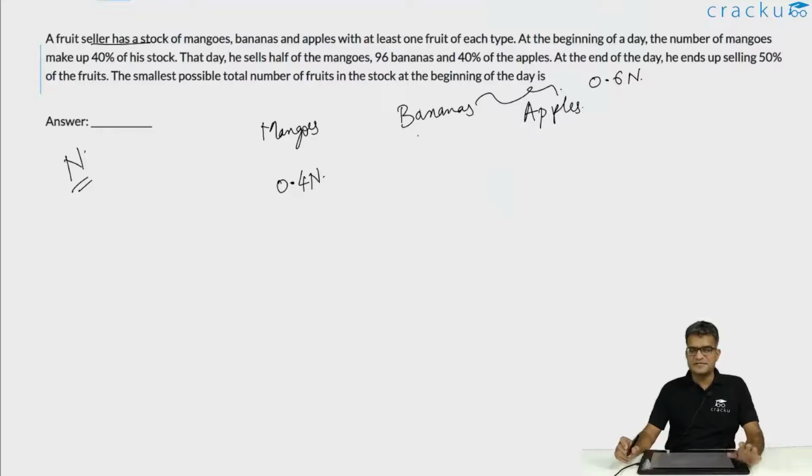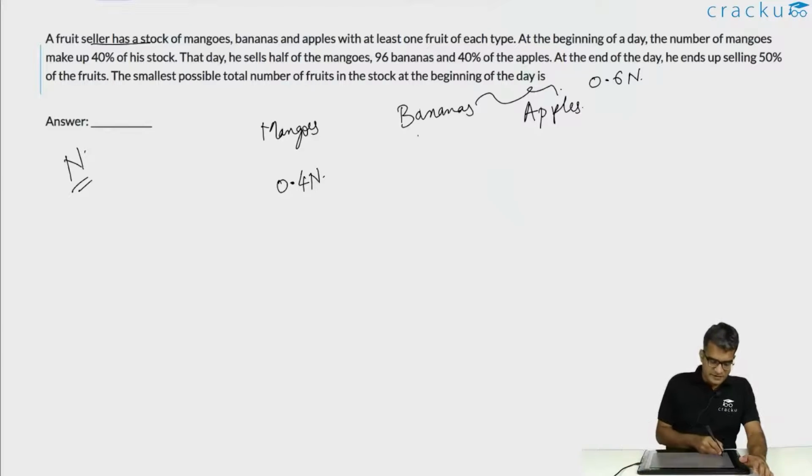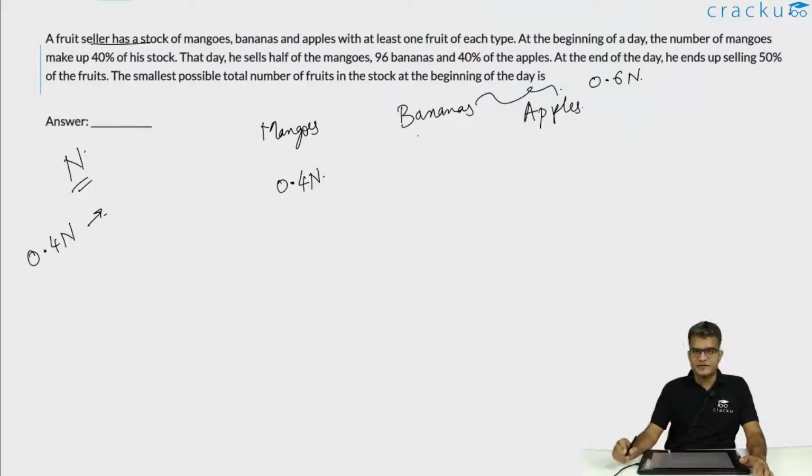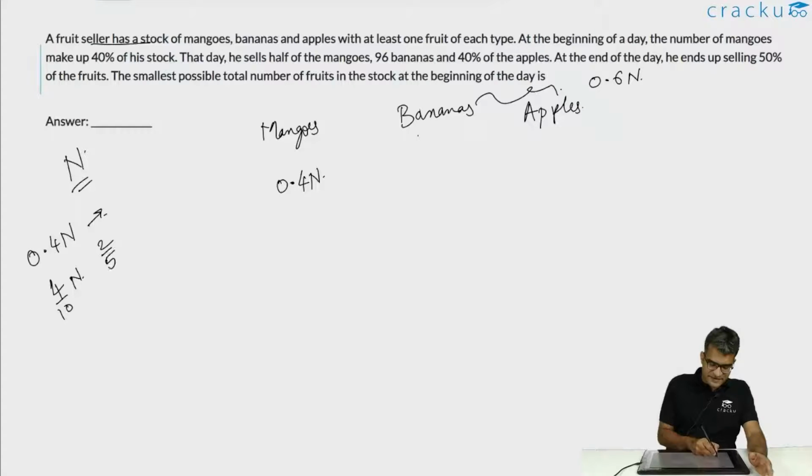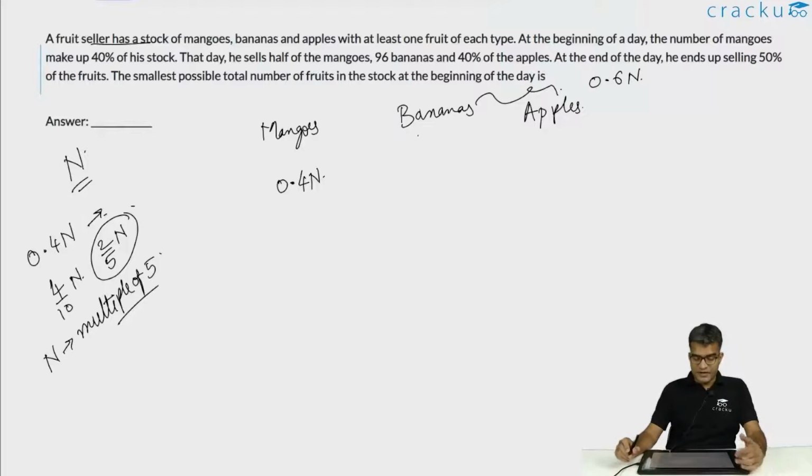With just this information, what can we say about n? We want 0.4n to be a natural number. It cannot be a fraction. He cannot have 2.5 mangoes. 0.4 is 4 by 10. So 4 by 10 of n, or 2 by 5 into n, has to be a natural number. This would imply that n has to be a multiple of 5. What else can we say?